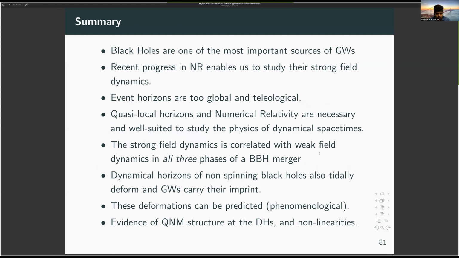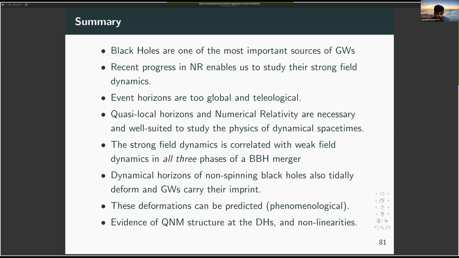I will now come to the summary of my talk. Black holes are certainly one of the most interesting and important sources of gravitational waves. Recent progress in numerical relativity has enabled us to start probing the strong field dynamics to understand how black holes really evolve, and dynamical horizons are very useful for that. With quasi-local horizons and numerical relativity, one would be equipped to study the dynamics in the strong field regimes of black holes.